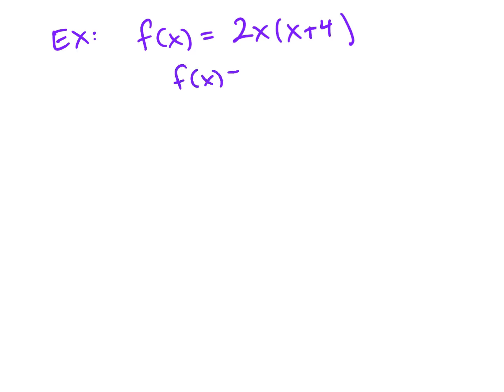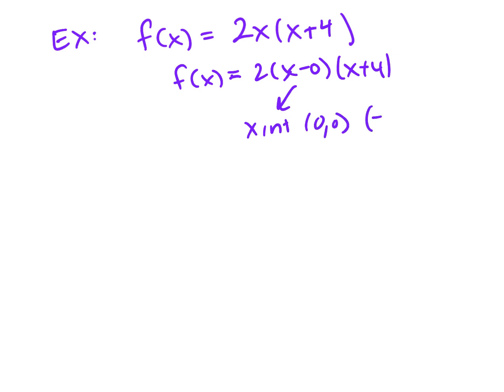it's in intercept form. It might help you to rewrite it like this. That might allow you to see that it's in intercept form. So let's go ahead and identify those two intercepts, (0, 0) and (-4, 0). Now, if I didn't ask you to graph, could you find the vertex? Could you find the axis of symmetry, and could you find the vertex? And I'm hoping that the answer to that question is yes.